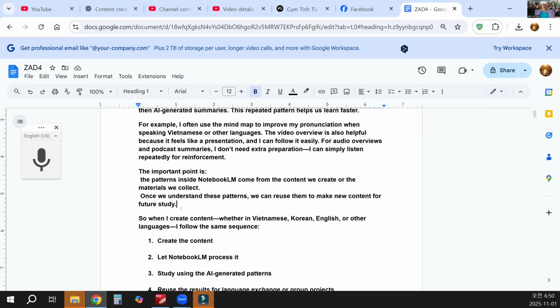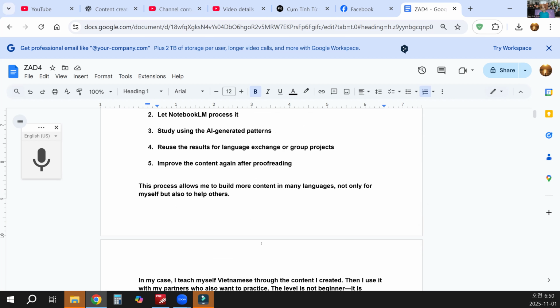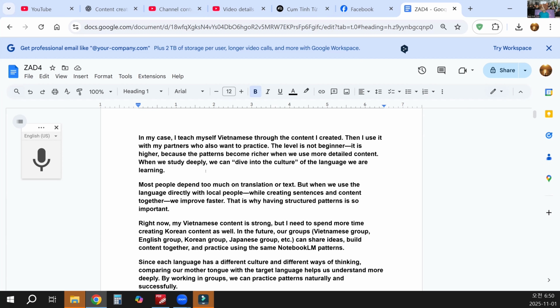So when I create content, whether in Vietnamese, Korean, English, or other languages, I follow the same sequence. Create the content, let NotebookLM process it, and study using the AI-generated patterns. Then use the results for language exchange or group projects, and improve the content again after group reading. This process allows me to build content in many languages, not only for myself, but also to help others. In my case, I teach myself Vietnamese through the content I create. Then I use it with my partners who also want to practice.